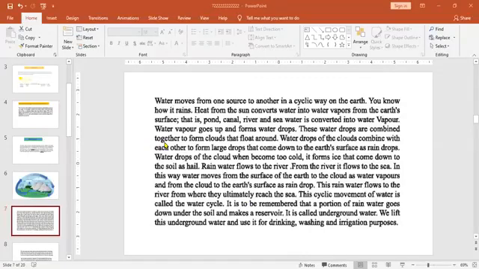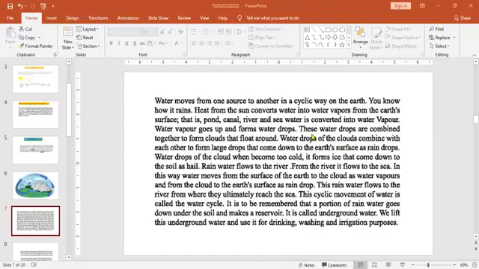Water vapor goes up and forms water drops. These water drops combine together to form clouds that float around. Okay, you know, water drops in the clouds combine with each other to form large drops that come down to the earth's surface as raindrops. The large drop is heavy. That is why the atmosphere cannot hold the heavy water drop. Okay?